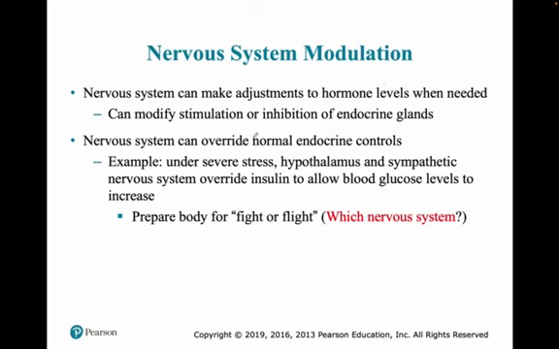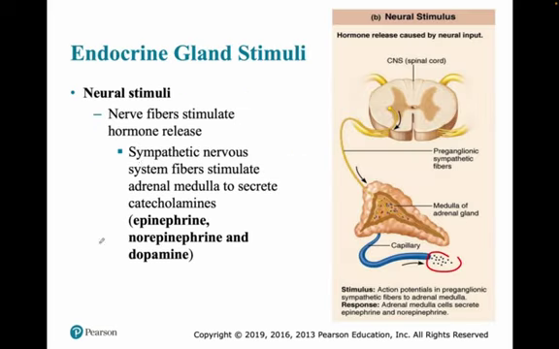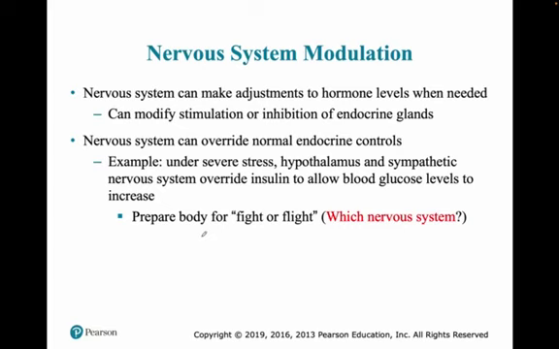For example, if we are under severe stress, then the hypothalamus and the sympathetic nervous system will create these hormones, because we need epinephrine, norepinephrine, dopamine when we are stressed. But at the same time, it can also make certain adjustments. For example, it can override the insulin production, and that will allow more glucose to stay in our blood. Why? Because the job of insulin is to cut down glucose, right? And when we are stressed, we need more glucose, because glucose is a source of our energy. So the nervous system will cut down the insulin's function at this point. This will prepare our body for a fight response.